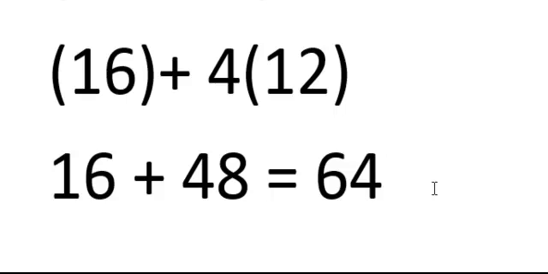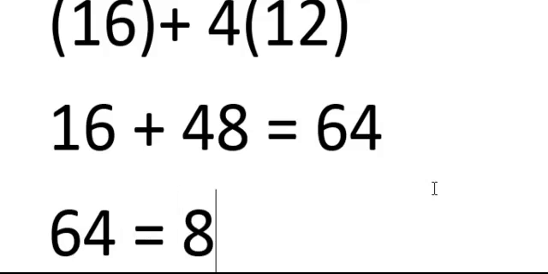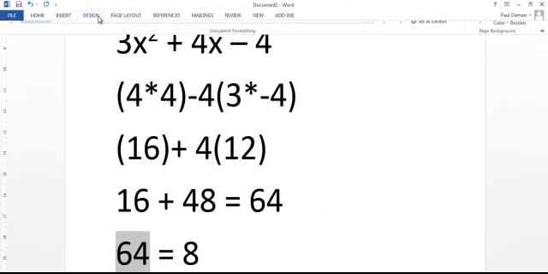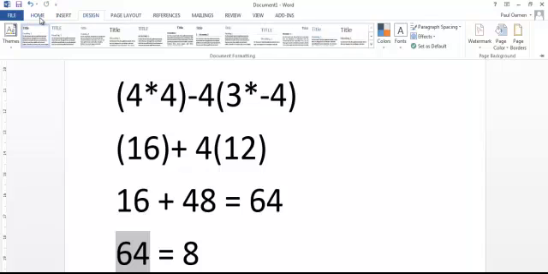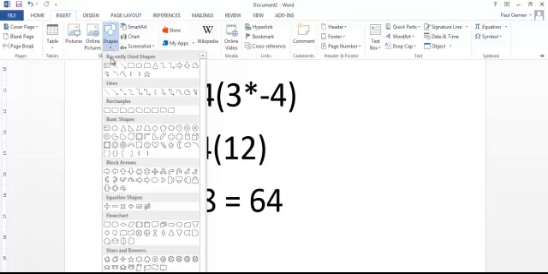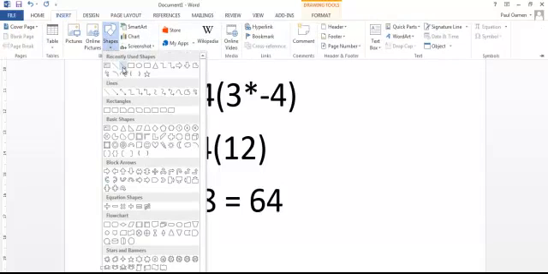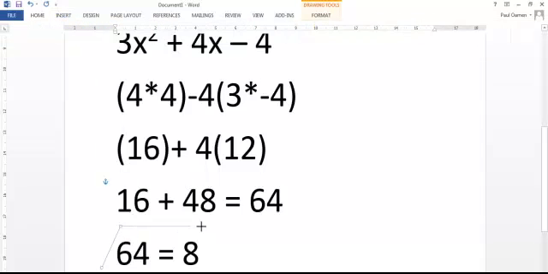If we decide to take it one more step, 64, and what is the square root of 64? That should be 8. The square root of 64 will be 8. Okay, we can always draw that out. Let's look for our drawing tool right there. Let's insert, shape, and just draw. Make that our square root right there. Okay, now we've got our answer.